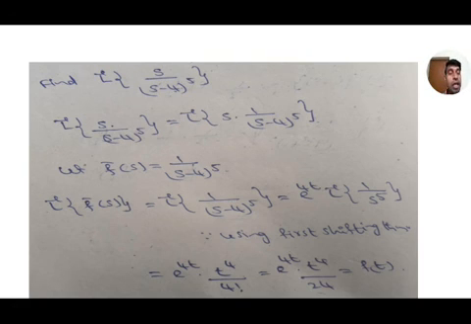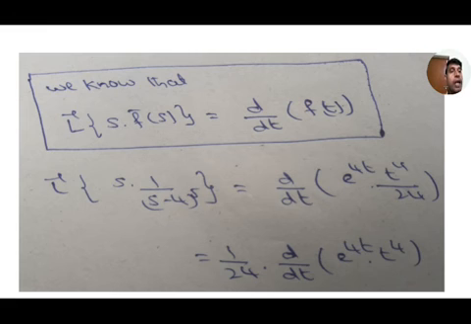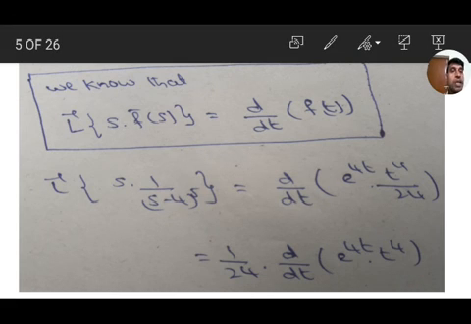Okay, means here s by (s minus 4) whole to the power of 5 can be written as s into 1 by (s minus 4) whole to the power of 5. Take f bar s equal to 1 by (s minus 4) whole to the power of 5 and find its inverse Laplace transform. Here we calculated the inverse Laplace transform by using the first shifting theorem, and its value we take as f of t. Using the formula L inverse of s into f bar s equal to the derivative of f of t, here the derivative of f of t, 1 by 24 is a constant outside, e to the power of 4t into t to the power of 4.